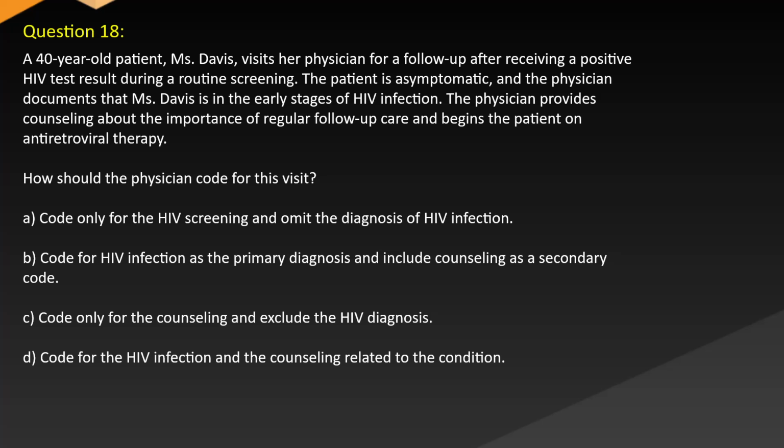A. Code only for the HIV screening and omit the diagnosis of HIV infection. B. Code for HIV infection as the primary diagnosis and include counseling as a secondary code. C. Code only for the counseling and exclude the HIV diagnosis. D. Code for the HIV infection and the counseling related to the condition.